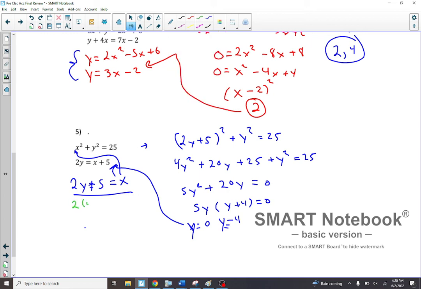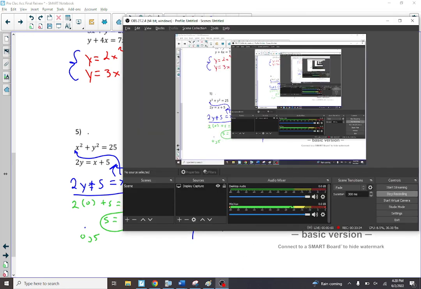So 2 times 0 plus 5 equals x. So that's 5 equals x. So one answer is 0, 5, which I think people guessed and checked for that one. And then negative 4, my bad, 2 times negative 4 plus 5 equals x. So that's negative 8 plus 5, negative 3. So negative 3, negative 4. All right, I'm going to stop right there. I have to take care of something. So hopefully in the next video I can finish.